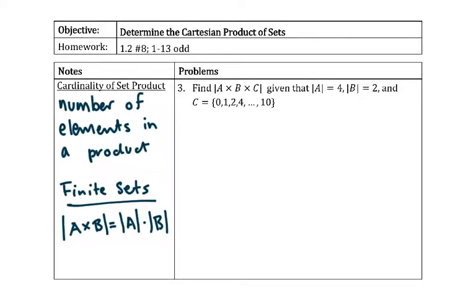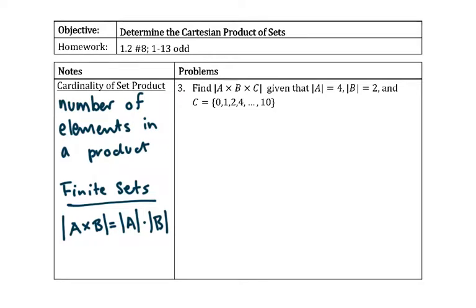So here a question might be, find the cardinality of A times B times C. As I mentioned earlier, it's just fine to have 3, 4, 5 sets multiplied together. The same rules continue to apply. This would just be ordered triples. So find that given that the cardinality of A is 4, cardinality of B is 2, and C is equal to 0, 1, 2, 3, 4, ... which might make us worry about infinite, but it ends at 10.